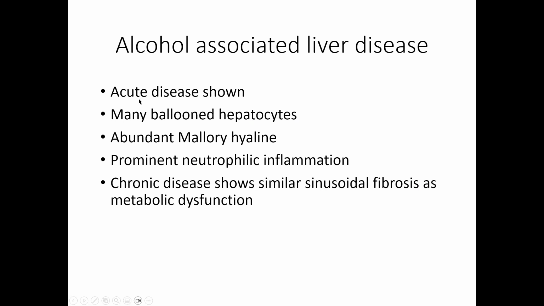Again, this is an acute pattern here with a lot of parenchymal loss and regenerative changes. So some things that can help really make you think more about alcohol is the presence of many ballooned hepatocytes, just wall-to-wall, with abundant Mallory hyaline. And then when you see a lot of Mallory hyaline and a lot of neutrophils, that is what makes you think more about alcohol-associated liver disease. Now, the fibrosis pattern, though, is not distinct. And so it shows similar sinusoidal fibrosis as you would see in metabolic-associated disease.